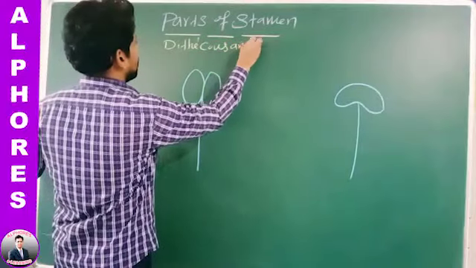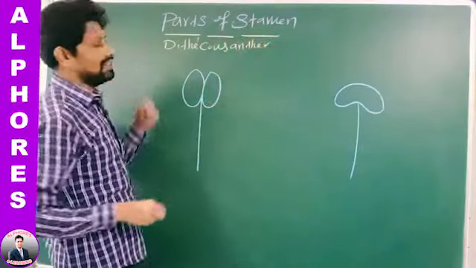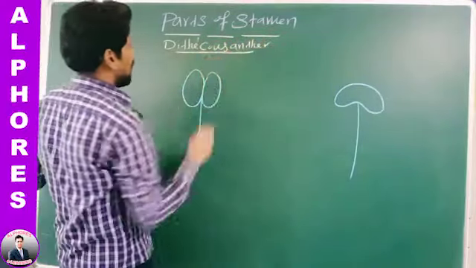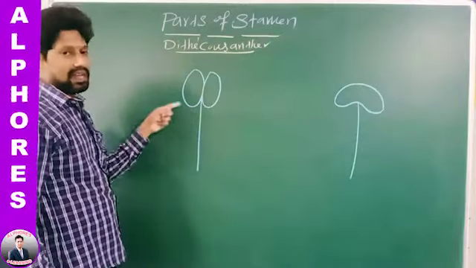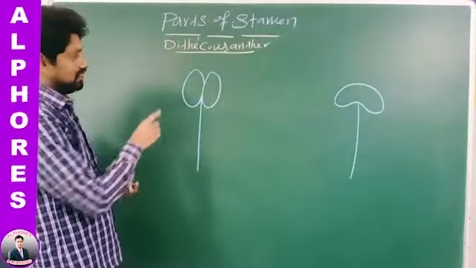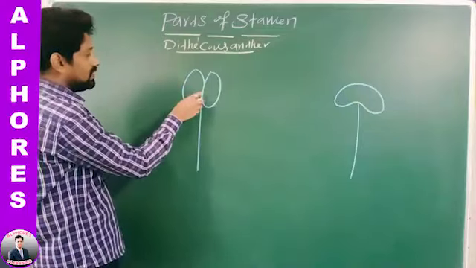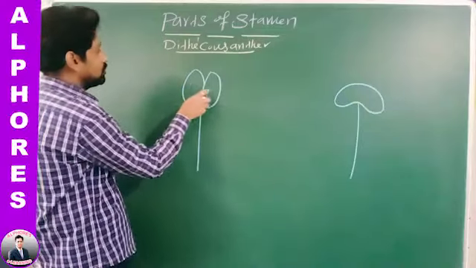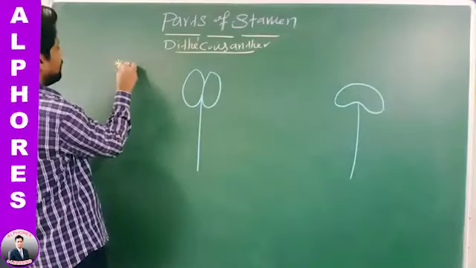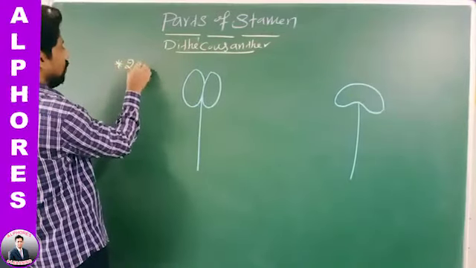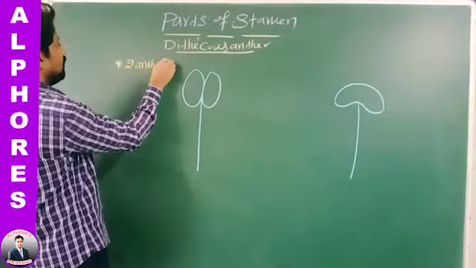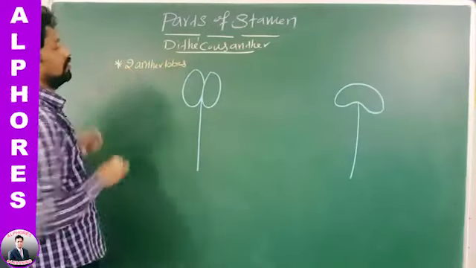Dithecous anther. For the first one, dithecous anther. See this diagram, sir. This is a dithecous anther. See the diagram carefully. In a dithecous anther, how many anther lobes are present? Two anther lobes. Therefore, a dithecous anther contains two what? Anther lobes.